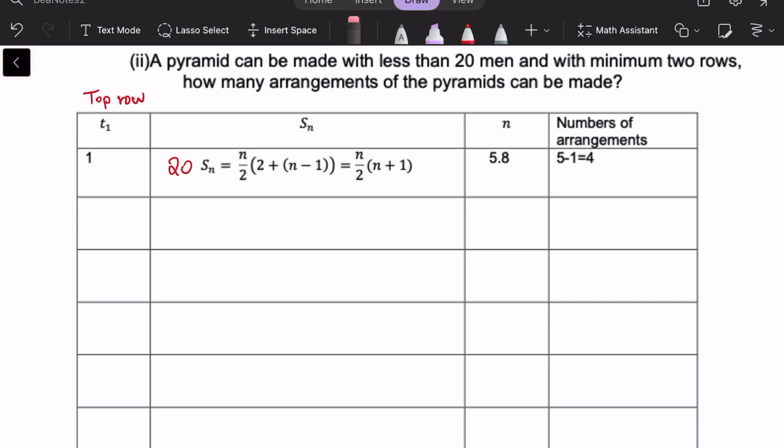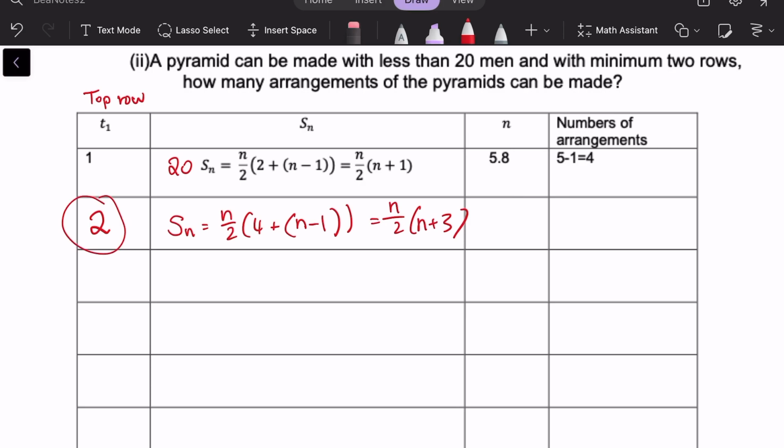but we'll do a few examples and I'll try and explain them more in depth, and then we can just zoom ahead and do the rest. So the next question, let's say 2. The top row has to have 2 men. We're going to copy down this formula and sub in T1, which we sub into A, because that's the first term. And now to find n, what is n? n is the largest number of rows that you can possibly make under the conditions that we are given, which is that the top row has to have 2 and the pyramid has to be made of less than 20 men.